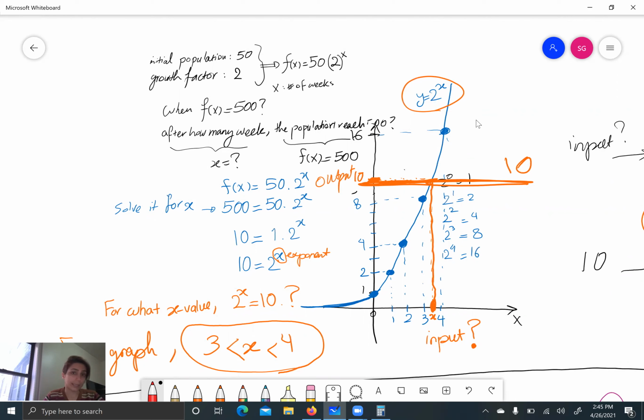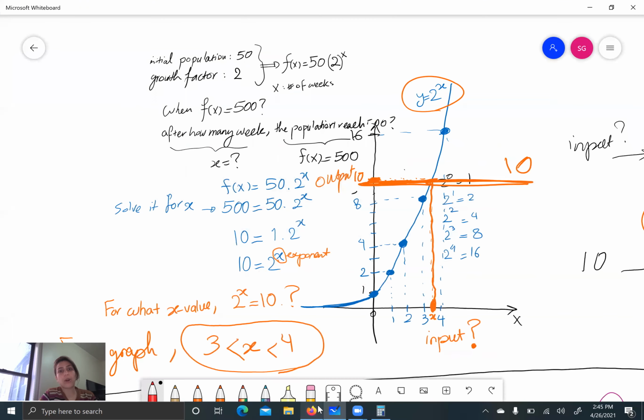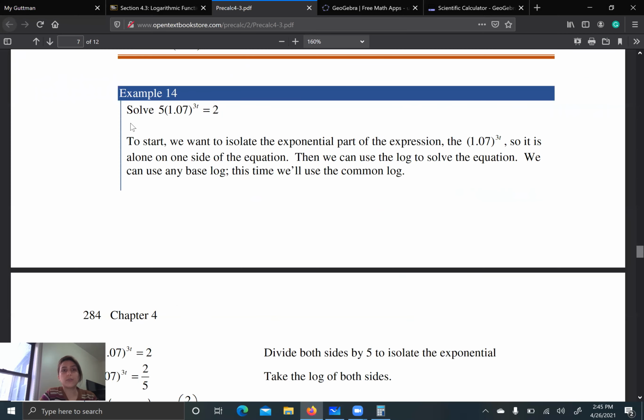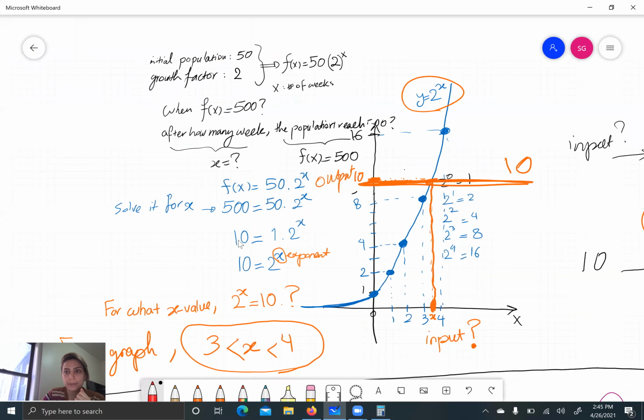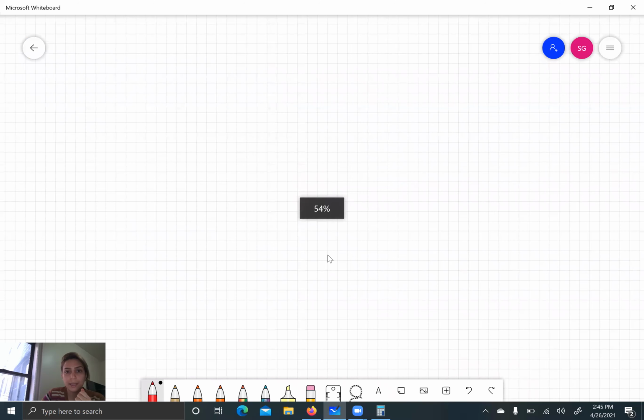So in scenarios like this, we need to solve equations that contain exponential expressions. Don't forget the goal of this lesson: we introduced the logarithmic function and went over the properties, but the goal is to solve something like this. At the end of the day, you should be able to apply the logarithmic function to solve a question like this. So I'm going to show you example 14 now.